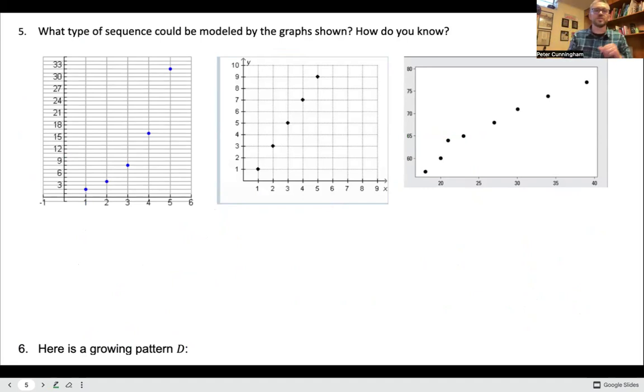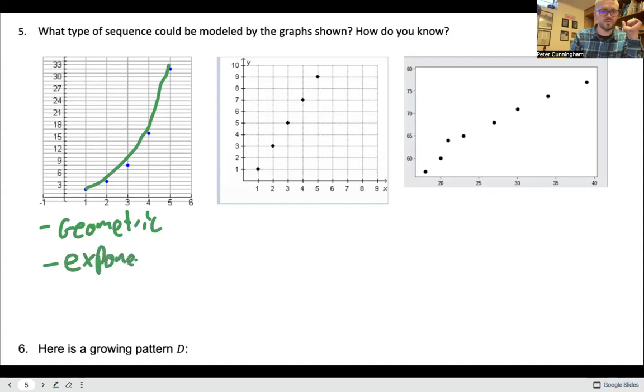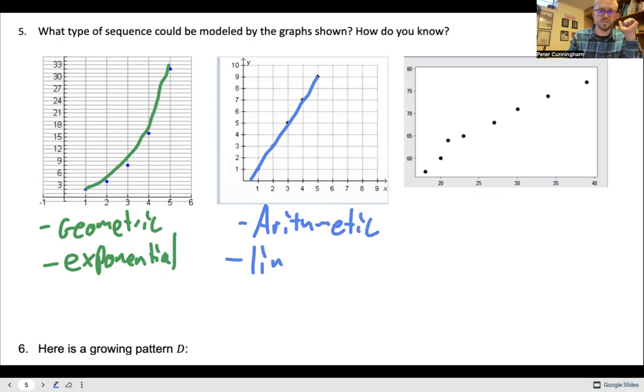All right, what type of sequence are we looking at here? If you look at these dots, we're curving upwards at an exponential rate. So this is geometric. How do I know? Because that line is creating exponential growth. You guys can't tell, but my head's in the way there, from my view anyway. If we connected these dots, it'd be a straight line. Therefore, it's arithmetic. I can tell it's arithmetic because it's linear.